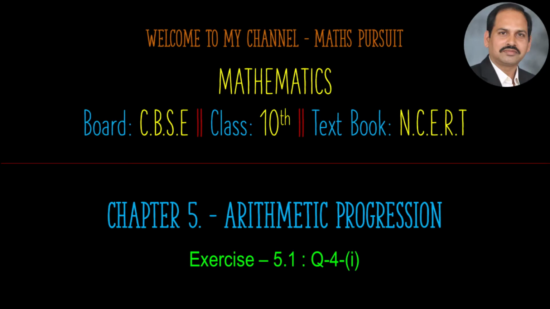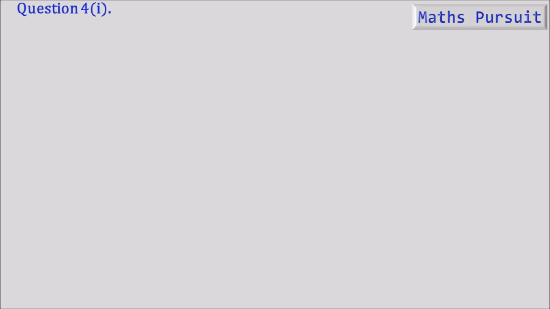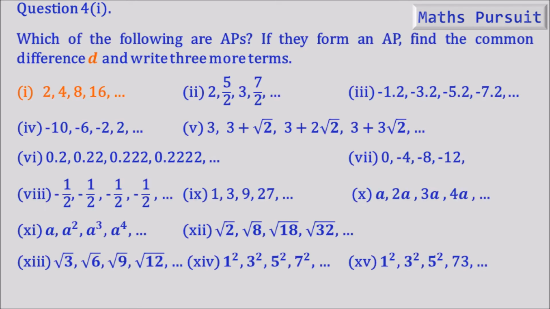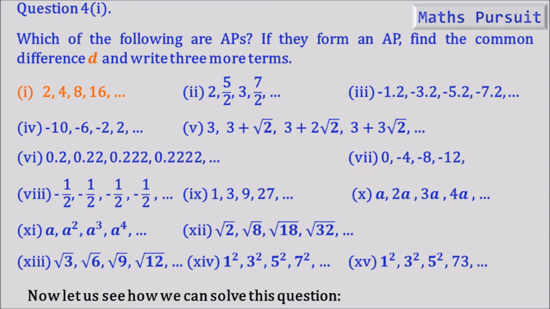Today we are going to look into exercise 5.1 question 4 part 1 from chapter 5 called arithmetic progression. So let's see what exactly we have in question number 4 part 1. It is given: which of the following are arithmetic progressions? If they form an AP, find the common difference D and write 3 more terms. The given sequence is 2, 4, 8, 16 and so on. So let's see how we can solve this question.